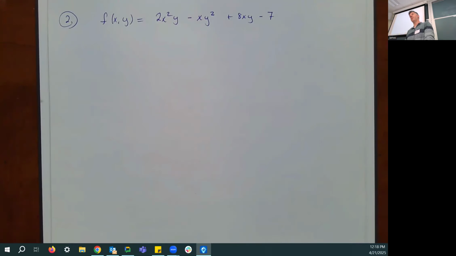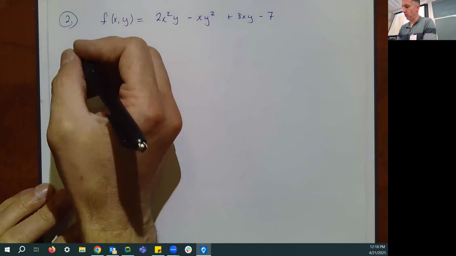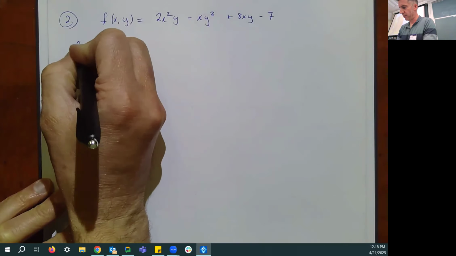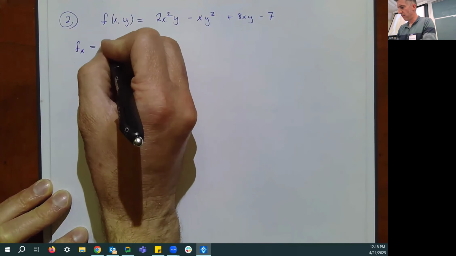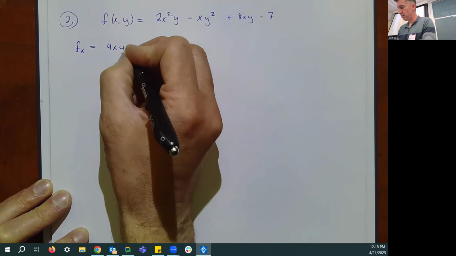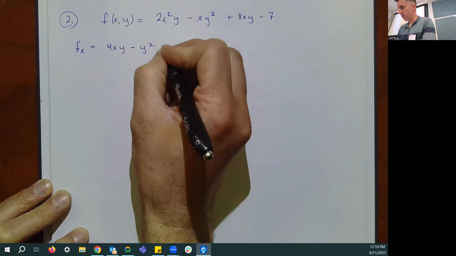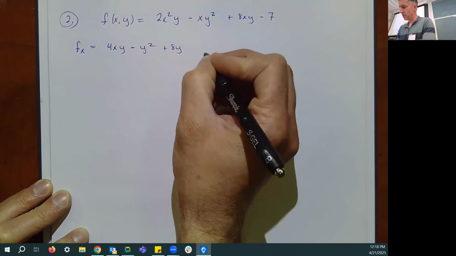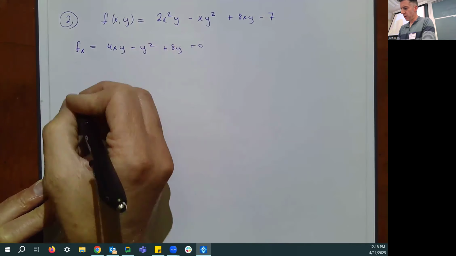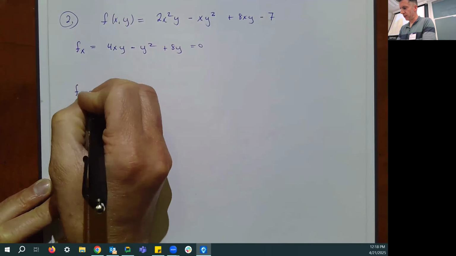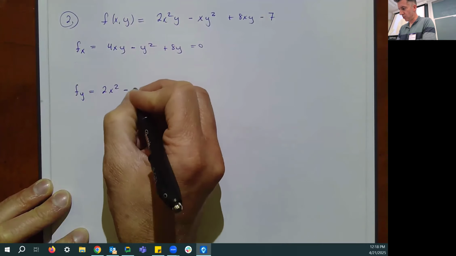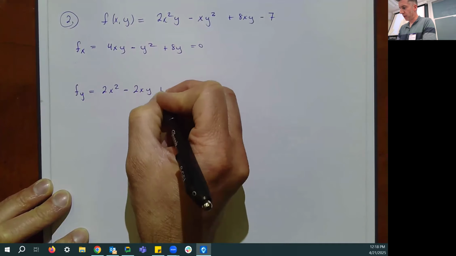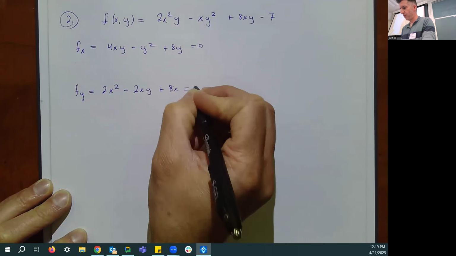Again, we want to find, and then we'll probably classify them as well, the critical points. So let's go ahead and start taking partial derivatives. Our partial with respect to x is going to be 4xy minus y squared plus 8y equal to 0. My partial with respect to y is going to be 2x squared minus 2xy plus 8x equal to 0.